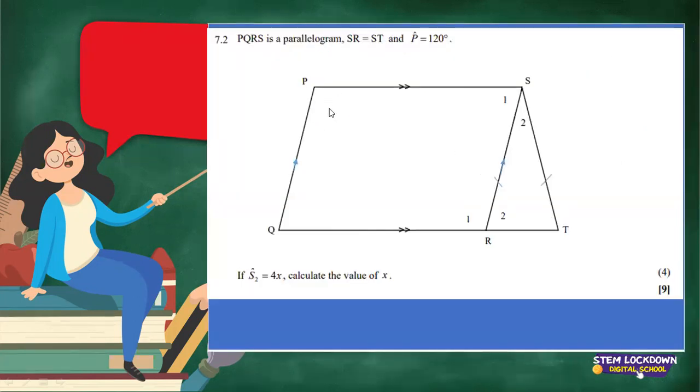So if R1 is 60, if our P is 120, then our Q will be 60. Why? Because this line is parallel to this line, and we say these angles are co-interior. Co-interior angles are supplementary. So this angle here and this one are co-interior because PS is parallel to QR. Because they are co-interior, it is 120, so Q is 60.